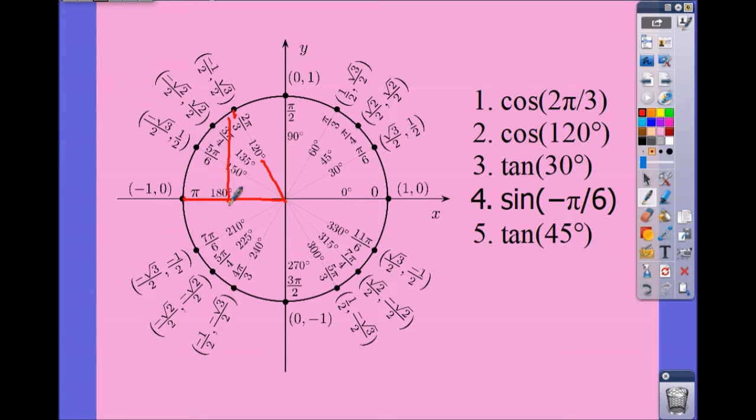So the angle we'll be using for cosine of 2 pi over 3 is 60 degrees. Now the opposite side of this angle is root 3 over 2 and the adjacent side is negative 1/2. Because the hypotenuse is only 1 and cosine is adjacent over hypotenuse, we will be using the adjacent side over 1. And the adjacent side is negative 1/2. Because anything divided by 1 is the same thing, the cosine of 2 pi over 3 is negative 1/2.